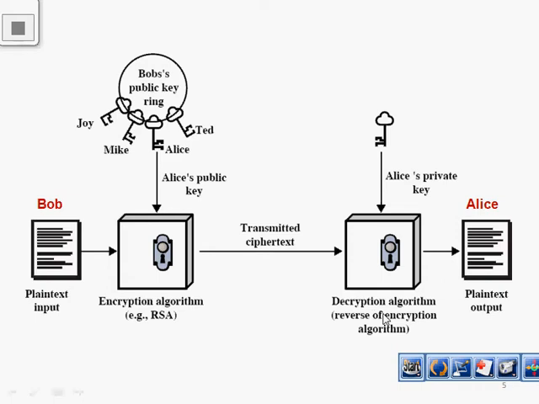Then on the receiver side, Alice receives the ciphertext. The ciphertext is decrypted by Alice's private key, that means Alice's own key. It must be kept secret, and that key is only known by Alice. Then Alice decrypts the message using the RSA algorithm, which is the reverse of the encryption algorithm. Now Alice gets the original message after decryption. That is the public key cryptosystem.